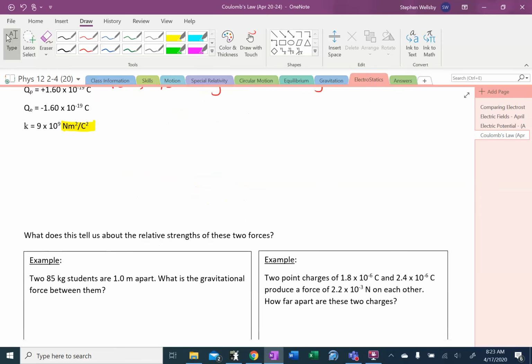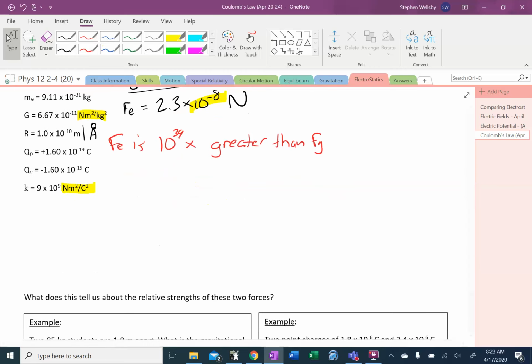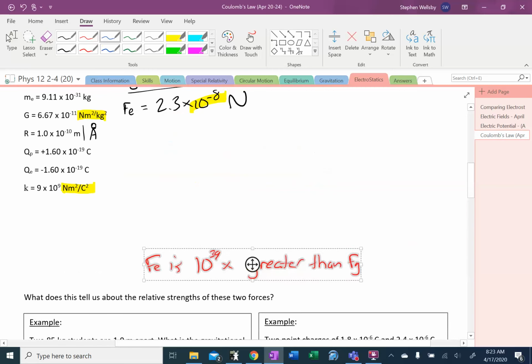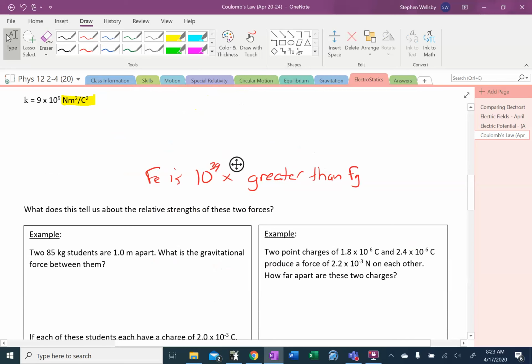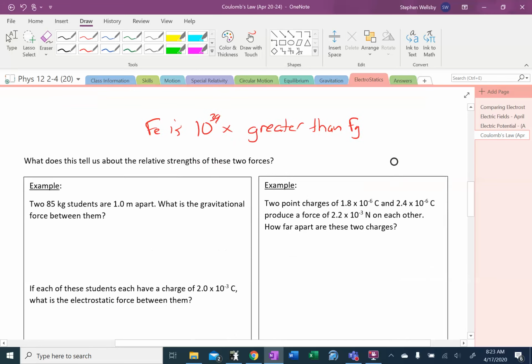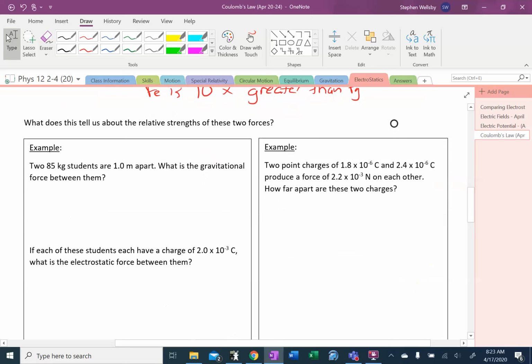So what does this tell us about the relative strength? Well, we just kind of discussed that right here. So what this says to us is that, at least in this situation where there's a proton and electron, electric force is much, much, much, much, much, much greater. Okay, let's try some example problems of this equation here.